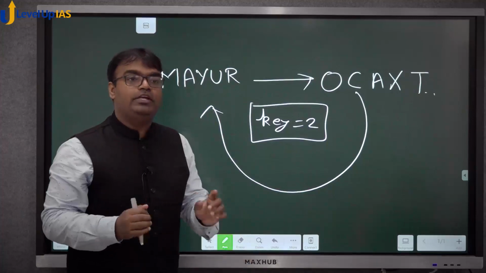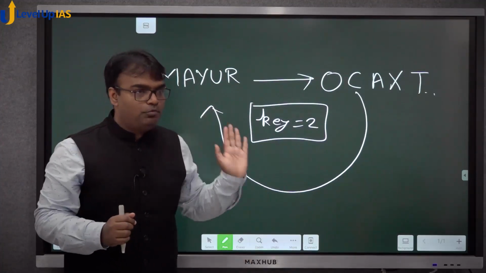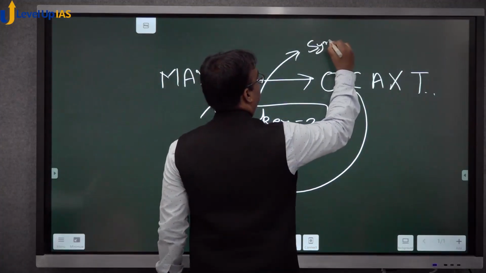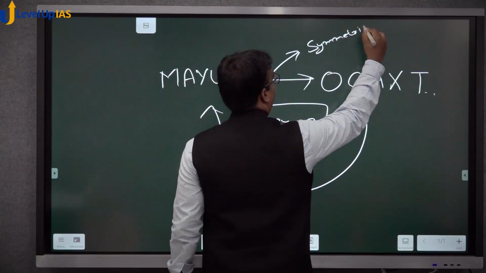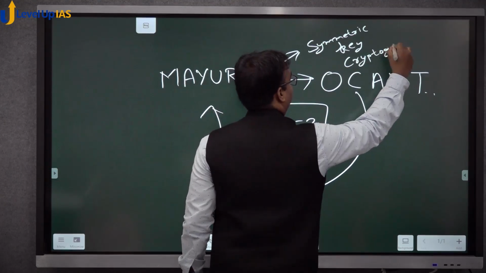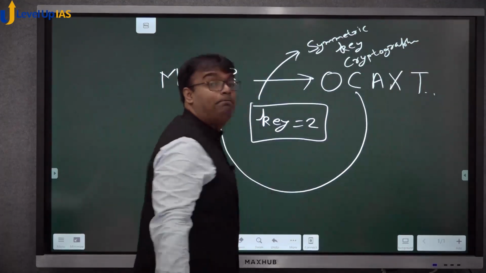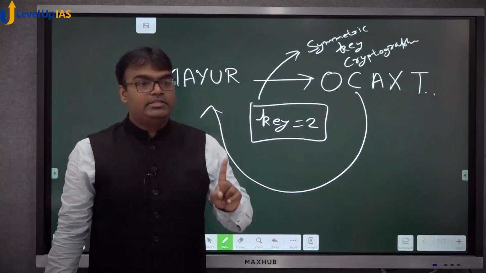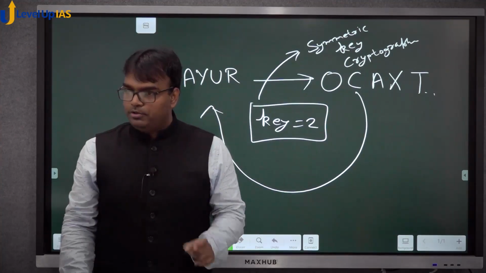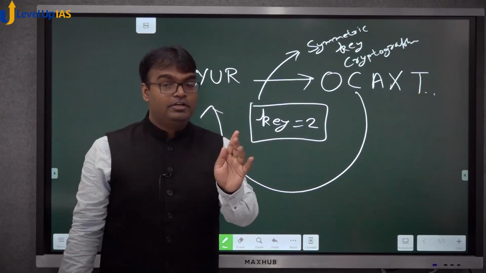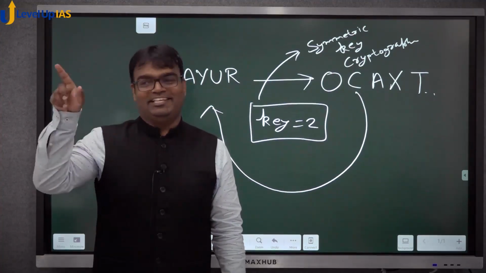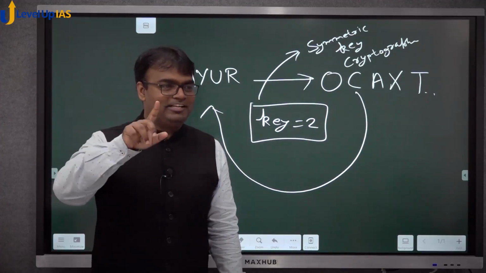This kind of algorithm where the same key is used for both encryption and decryption are known as symmetric key cryptography or private key cryptography. Symmetric key cryptography or private key cryptography. Understood? Because the key here has to be kept private. Whereas in preliminary examination this year, in 2020, the question was about public key cryptography, not private key crypto. We'll come to public key.